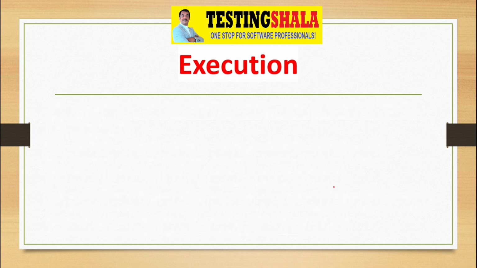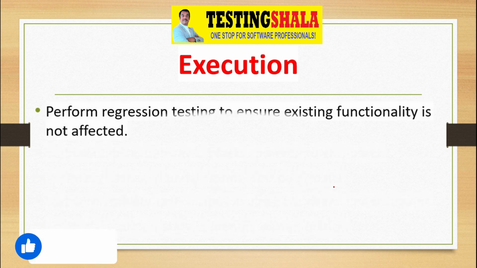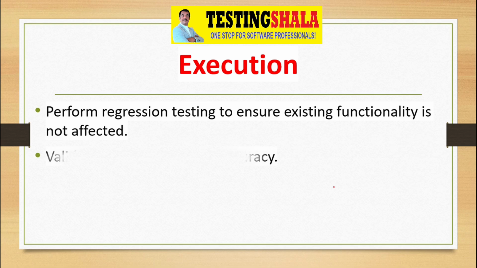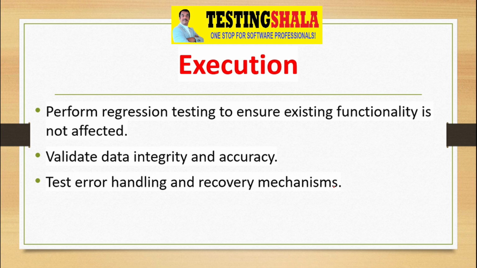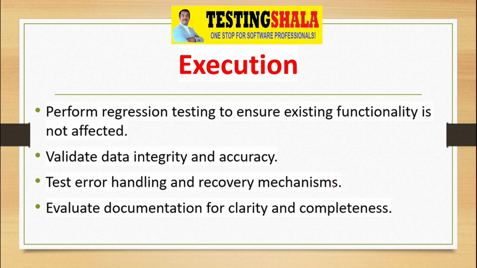And we should perform regression testing as well, as existing functionalities are getting changed or modified or new functionality is added. You should ensure that regressions are executed, and that nothing is impacted. And you should also validate the integrity and accuracy of the test data. The next one is, we should also see that all the error handling and all recovery mechanisms are available with the application. And you should also evaluate documentation for clarity and completeness as part of execution.